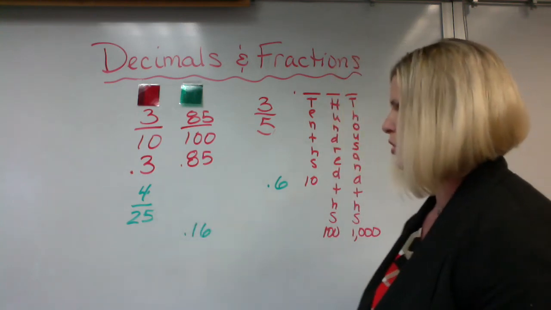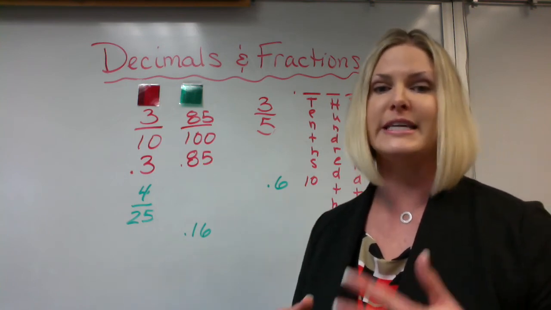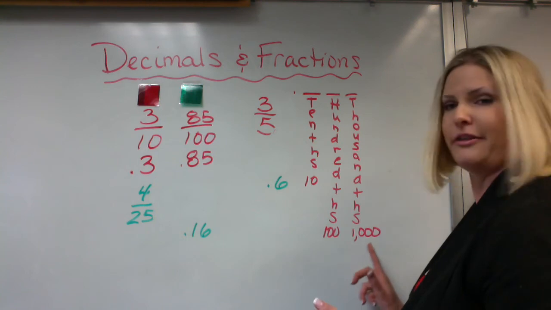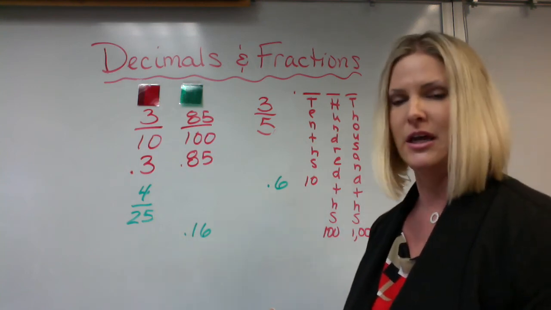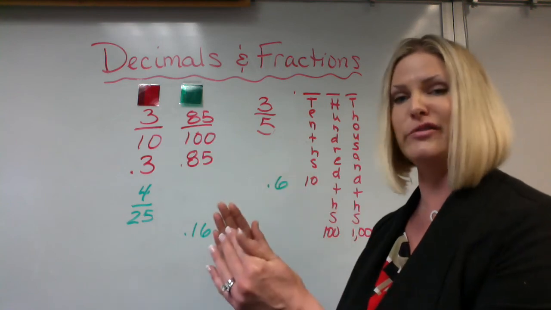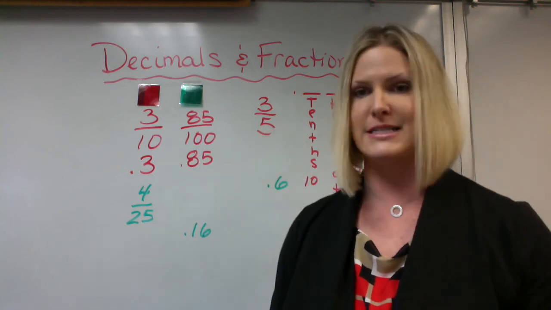So the main rule when you're trying to find the decimal that goes along with a fraction is that you make the denominator a 10, 100, or 1,000 by multiplying it by something. Whatever you did to the denominator, do to the numerator, and then you'll have an equivalent fraction, and that equivalent fraction will be able to be made into a decimal.